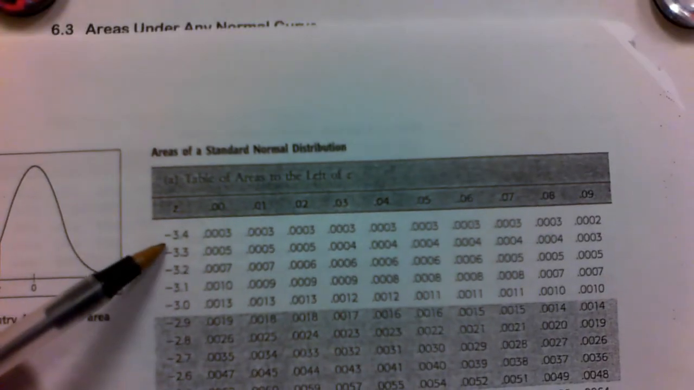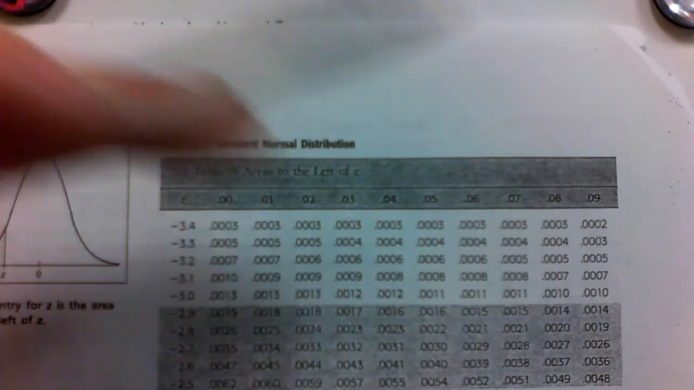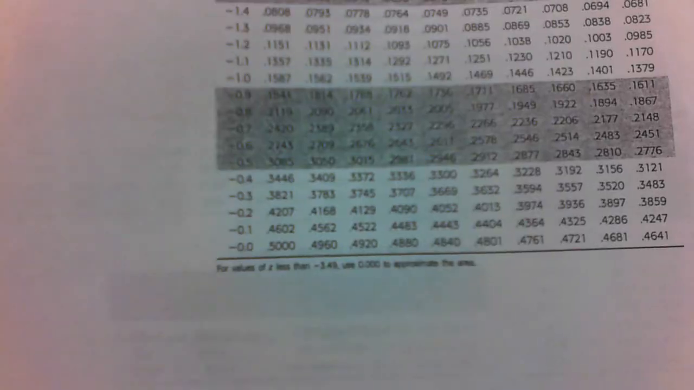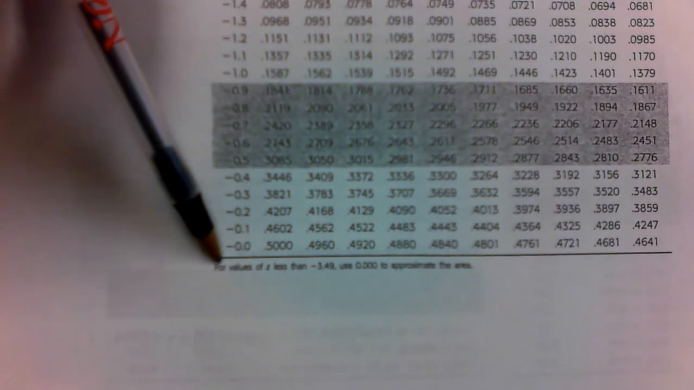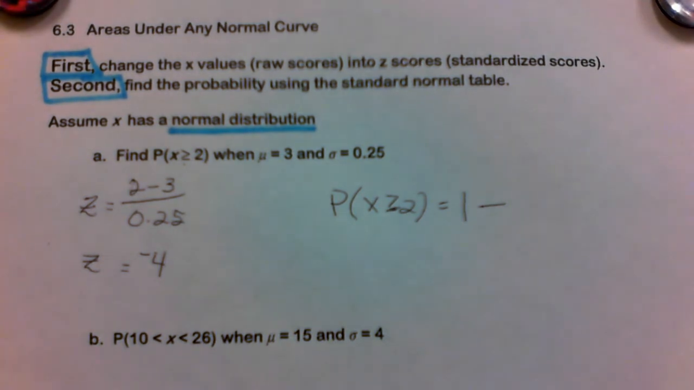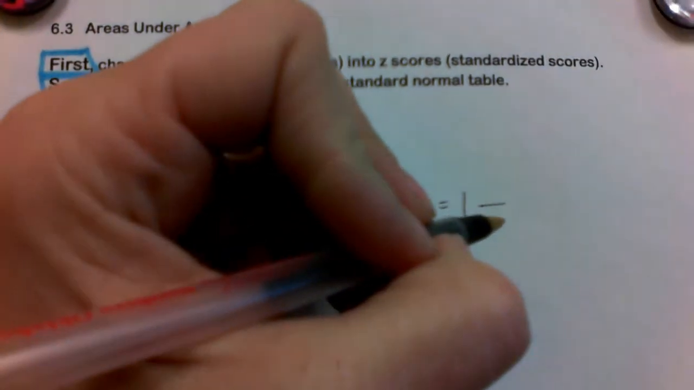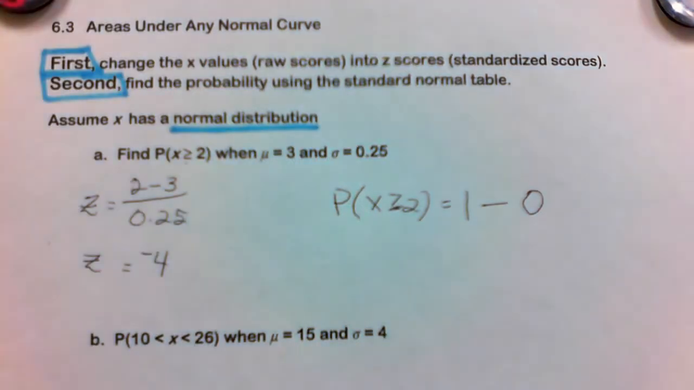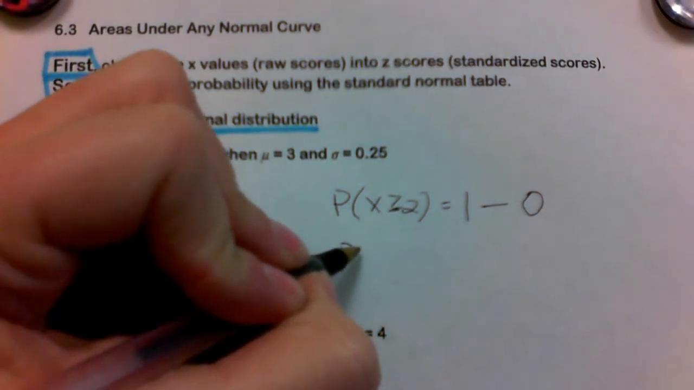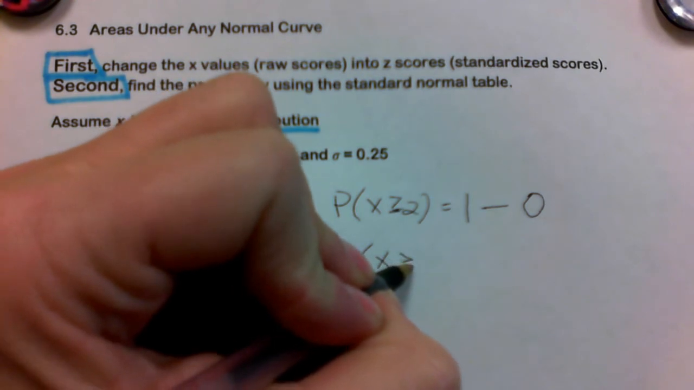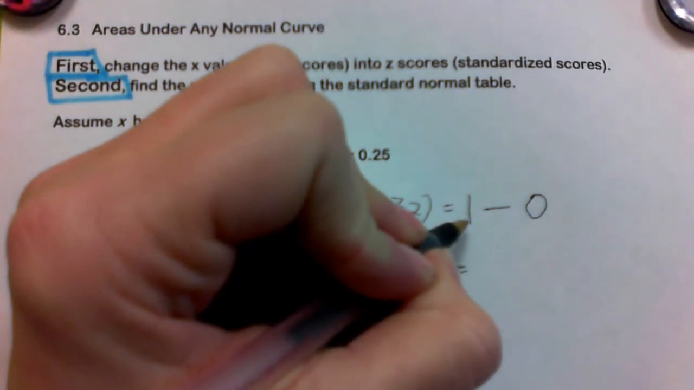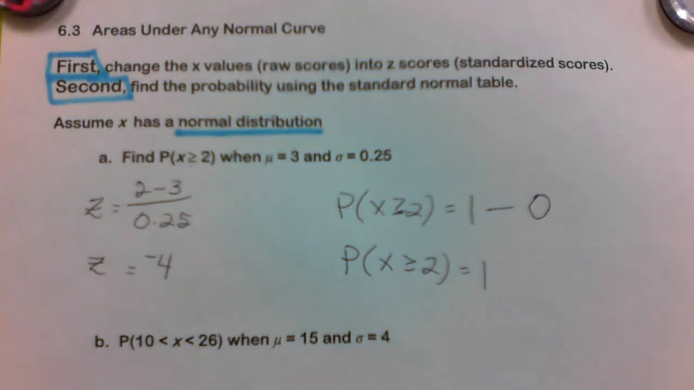So I go to the Z table, and the largest number is -3.49. So if you recall, at the bottom of the table it says for values of Z less than -3.49, and -4 is less than that, use 0 to approximate the area. So the number that I find from the table in this case, which doesn't happen very often, is 0. So we have found that the probability that X is greater than or equal to 2 is equal to 1 minus 0, which is 1, and that would be your answer.